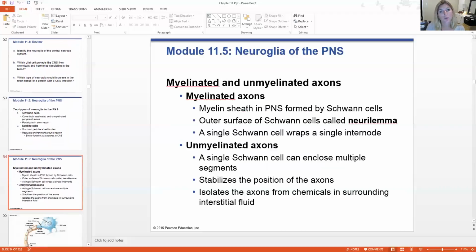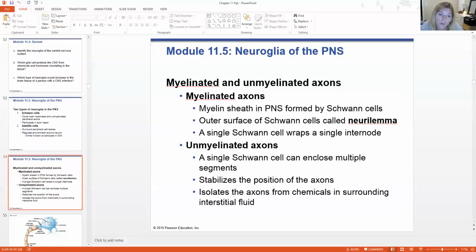So let's talk about the difference between myelinated and unmyelinated axons. Myelinated axons are basically our speedy communicators of our peripheral nervous system. The myelin sheath is formed by Schwann cells in the peripheral nervous system and oligodendrocytes in the central nervous system. The outer surface of a Schwann cell is surrounded by something called a neurolemma. It's a connective tissue covering. So one single Schwann cell can wrap around a single internode, unlike the oligodendrocytes, which were kind of spread out and wrapping around several different axons.